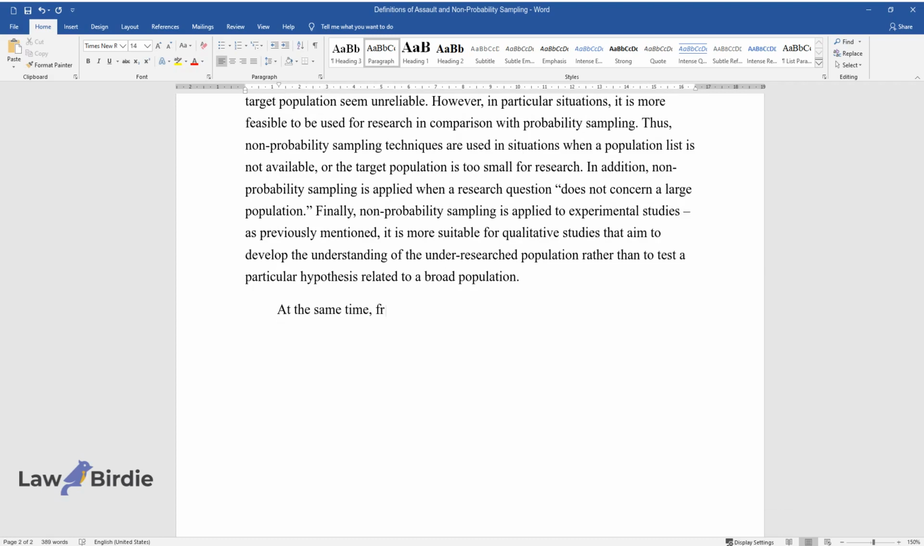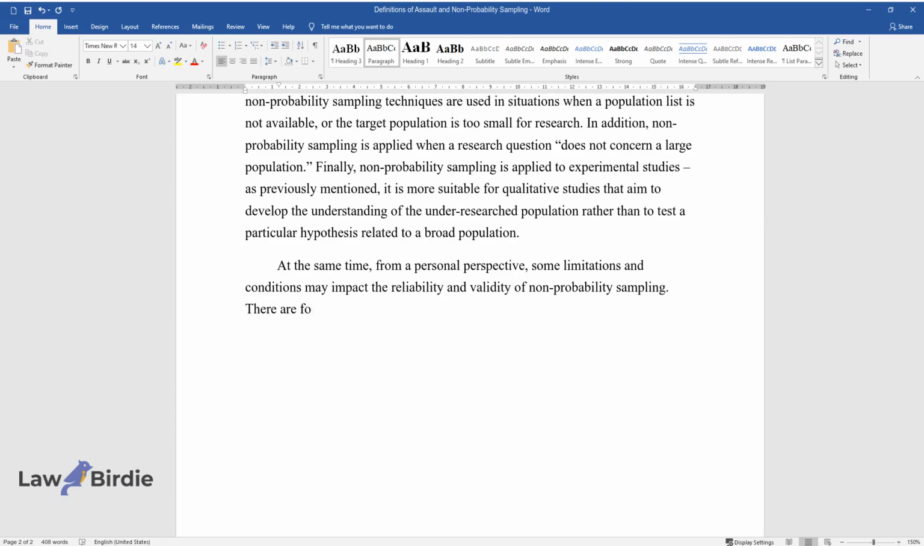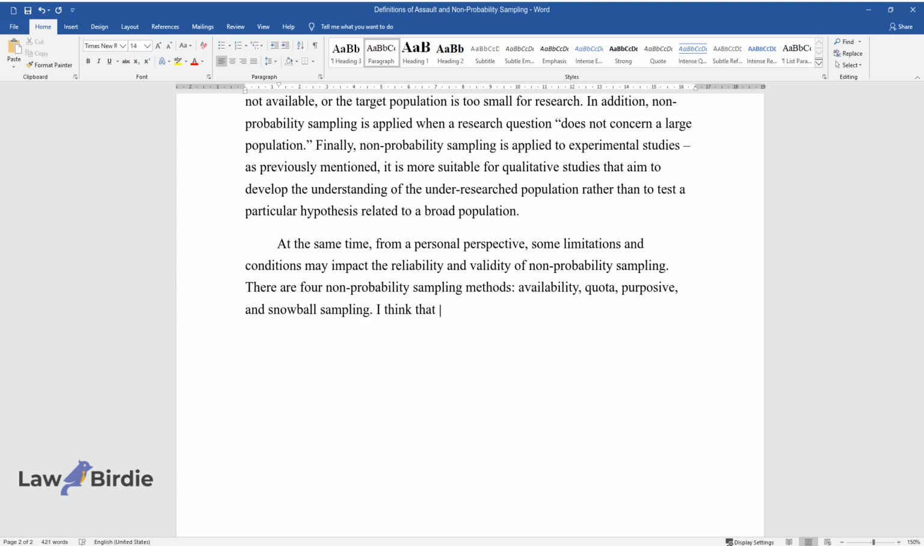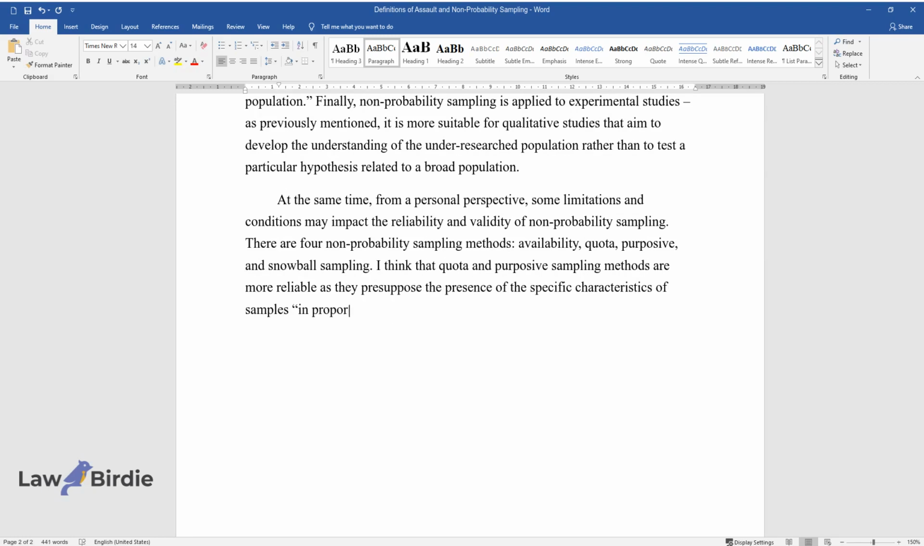At the same time, from a personal perspective, some limitations and conditions may impact the reliability and validity of non-probability sampling. There are 4 non-probability sampling methods: availability, quota, purposive, and snowball sampling. I think that quota and purposive sampling methods are more reliable as they presuppose the presence of the specific characteristics of samples in proportion to their prevalence in the population.